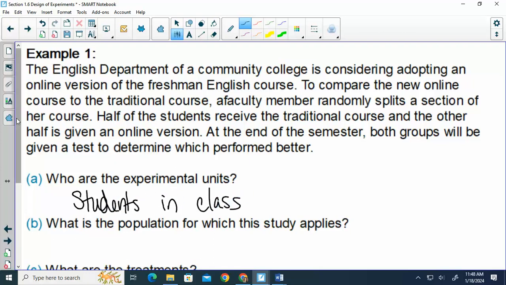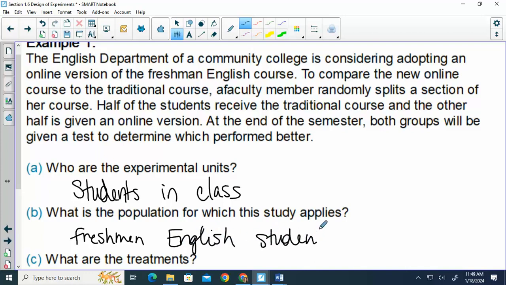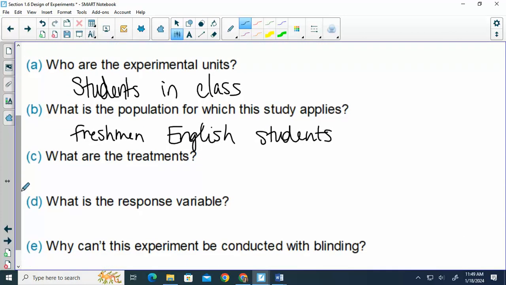Okay, what would be the population we're concerned with? Freshman English students. Yes. Okay, so my whole population, I wouldn't say all college students because I'm not applying this to everybody. I'm looking specifically at freshman English here.